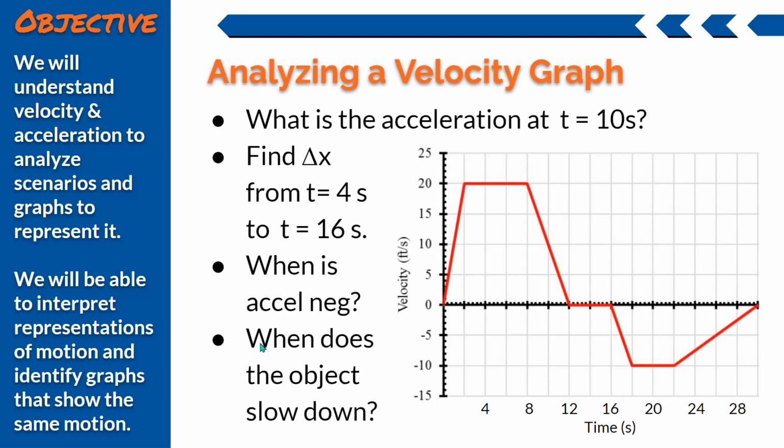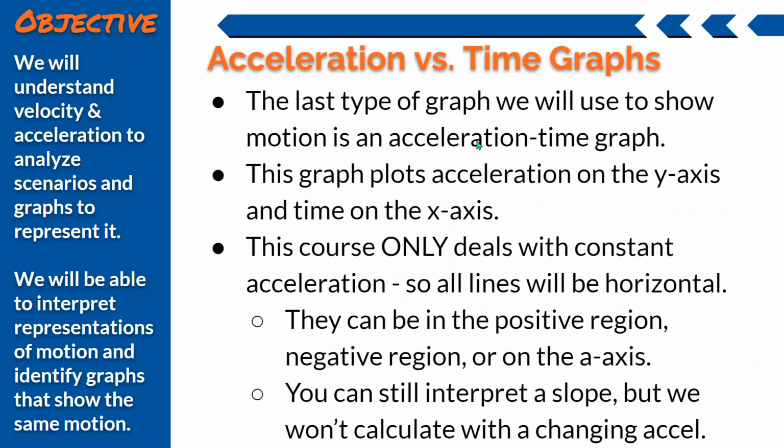Last question, when does the object slow down? How do I know if I'm slowing down? If I approach 0. So this part is slowing down from 8 to 12, and then the only other part where it slows down is all the way over here from 22 to 30. Those are the portions where you are slowing down. Again, be able to analyze VT graphs.